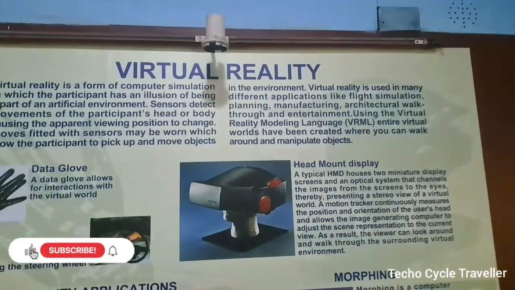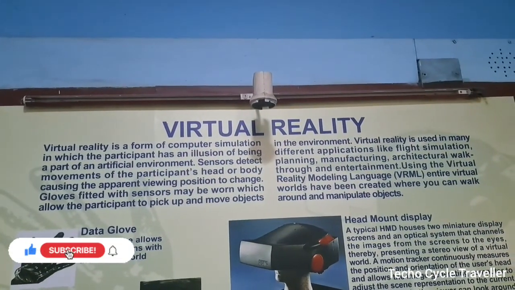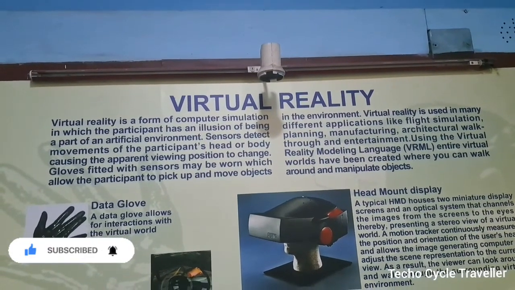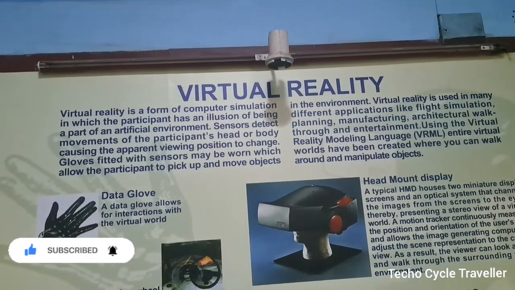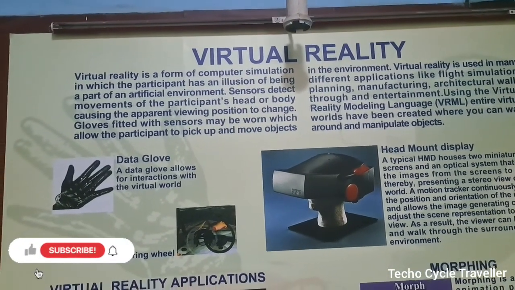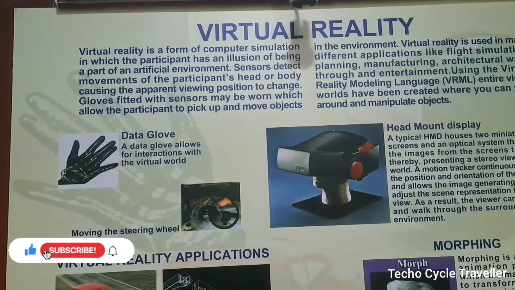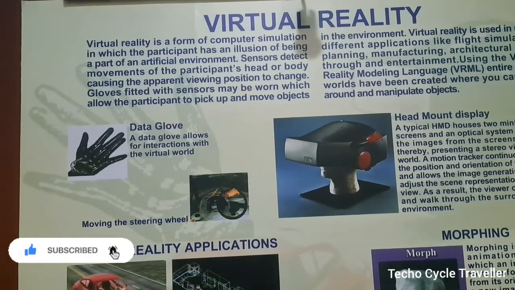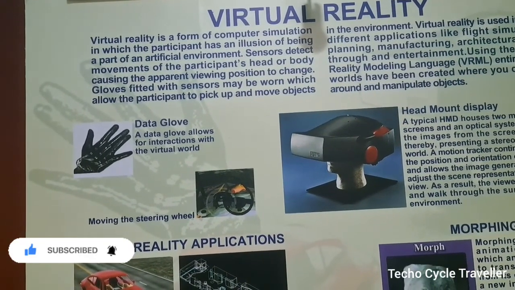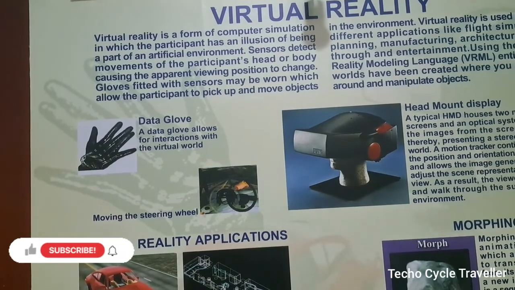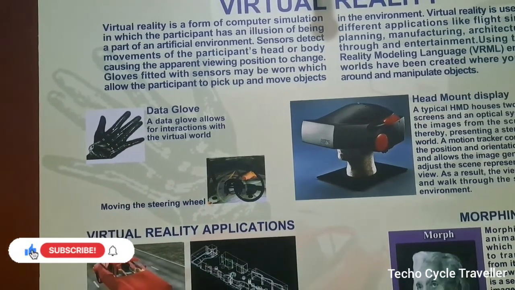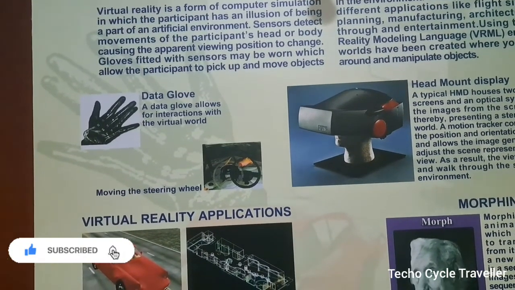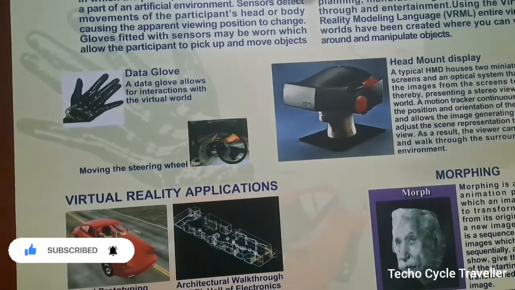Virtual reality, VR. Virtual reality is a form of computer simulation in which the participant has an illusion of being part of an artificial environment. Sensors detect movements of the participant's head or body, causing the apparent viewing positions to change. Gloves fitted with sensors may be worn, which allows participants to pick up and move objects. Data gloves allow for interactions with the virtual world, moving the steering wheel.